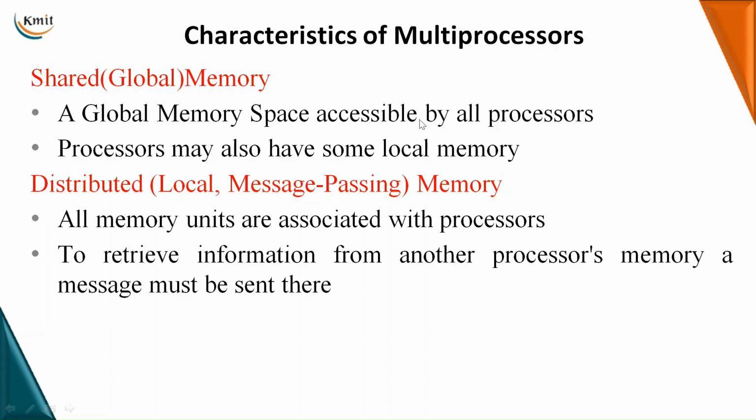In shared memory, you have a global memory which is accessible by all processors, and processors also have their own local memory. In case of a distributed memory or a message passing model, all the memory units are associated with the processors, and to retrieve any information from another processor, a message must be sent. So the information between the processors is exchanged by means of the message passing concept.